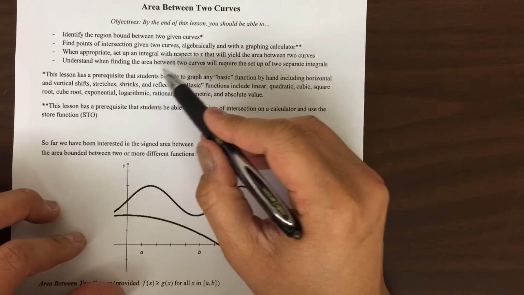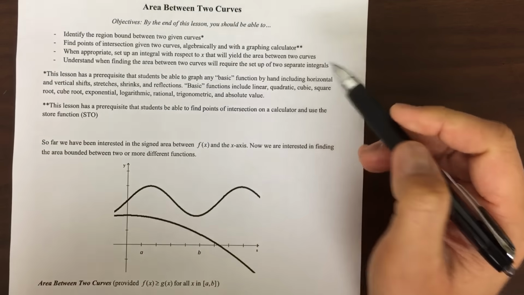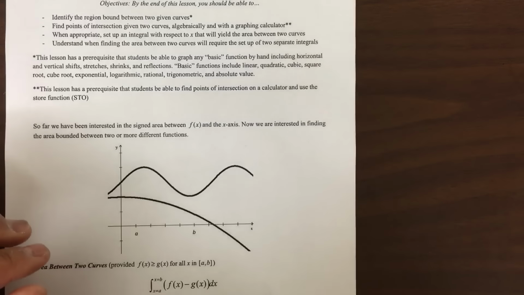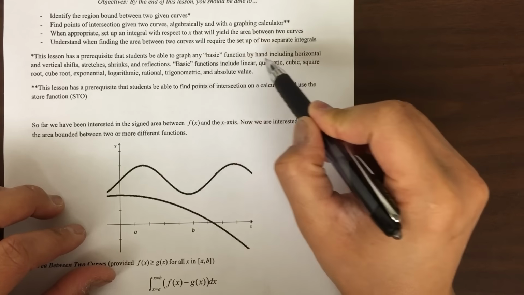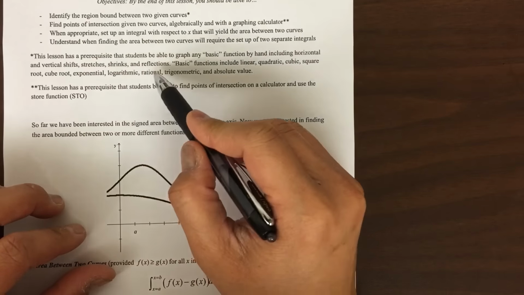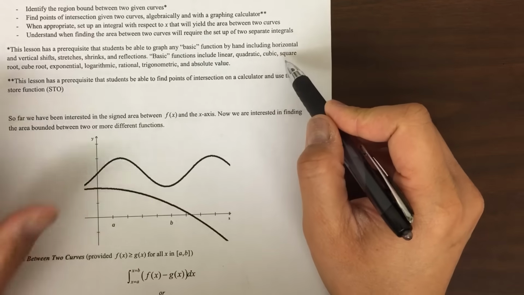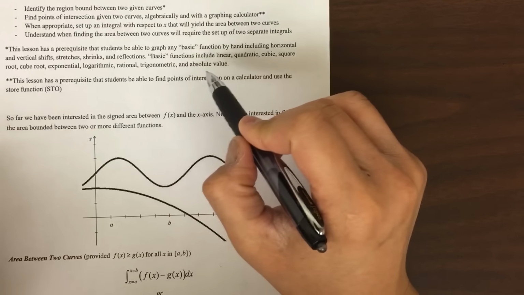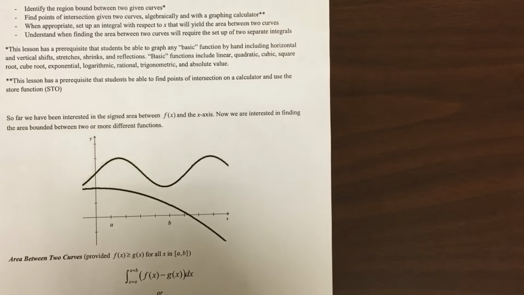Understand when finding the area between two curves will require the setup of two separate integrals. A few things for you to understand before we get started. This lesson has a prereq that students be able to graph any basic function by hand, including horizontal and vertical shifts, stretches, shrinks, and reflection. Basic functions include linear, quadratic, cubic, square root, cubic root, exponential, log, rational, trig, and absolute value functions. So these are functions that you should be very familiar with.